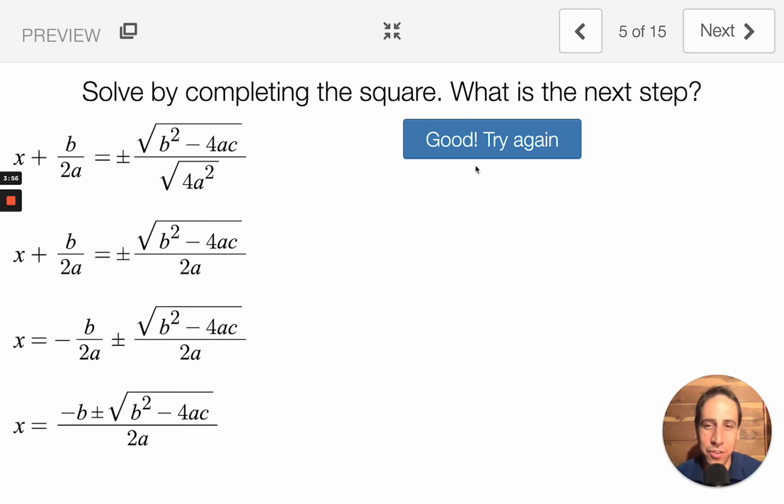all over 2a. X equals negative b plus or minus the square root of b squared minus 4ac all over 2a.